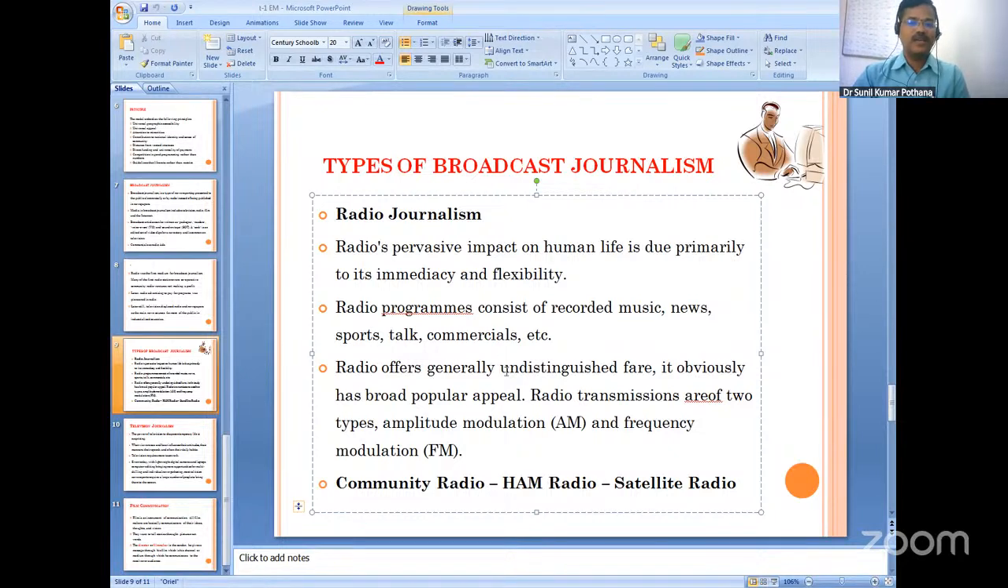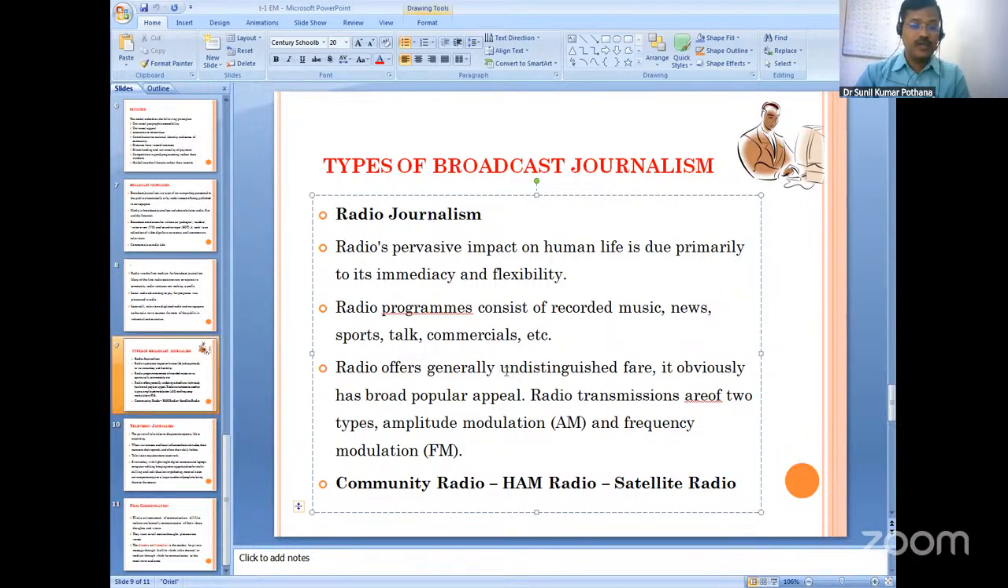Radio transmissions are of two types. One is AM and another one is FM, amplitude modulation. So that is a limitation of airing. Some AM radios have a range of 600 to 1000. Some radio modulations range between 500 to 15,000 kilometers. And coming to frequency modulation, that is the FM radios, in some cities we see the limitation, a range of between 20 to 50 kilometers of that city.